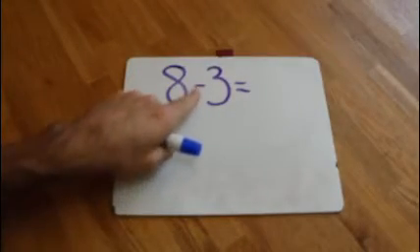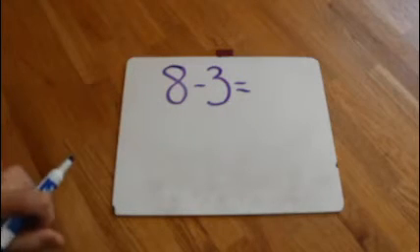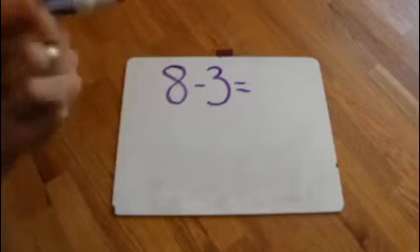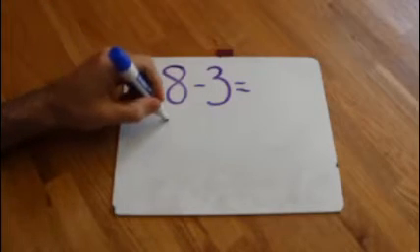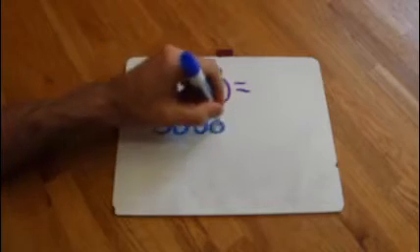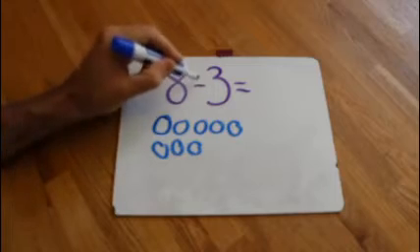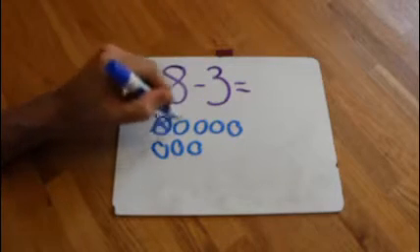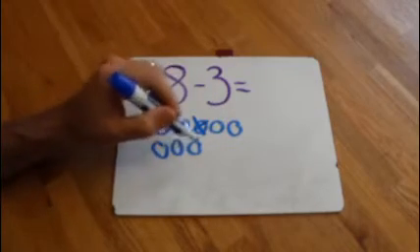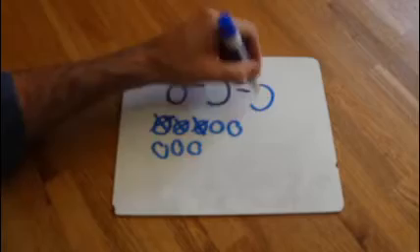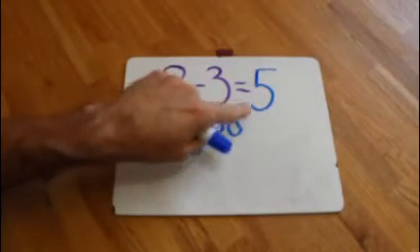Read. 8 minus 3 equals. Quick mental math. Count backwards or draw pictures. 8, 1, 2, 3, 4, 5, 6, 7, 8. Minus means take away 3. 1, 2, 3. How many are left? 1, 2, 3, 4, 5. Read the math sentence. 8 minus 3 equals 5.